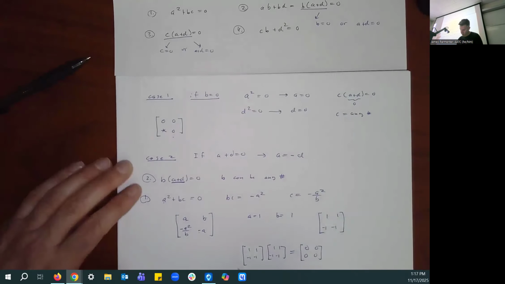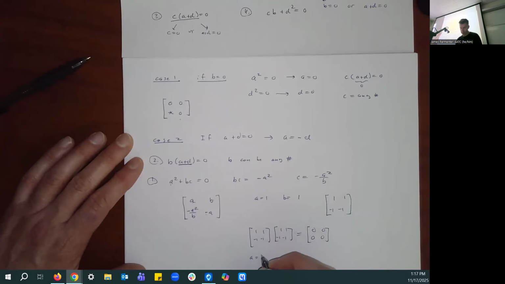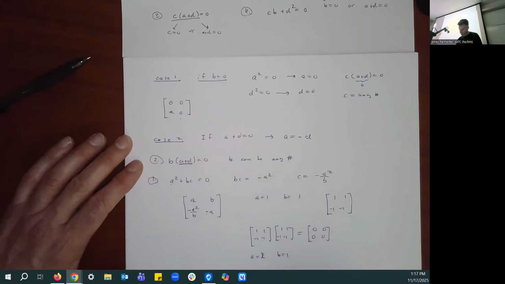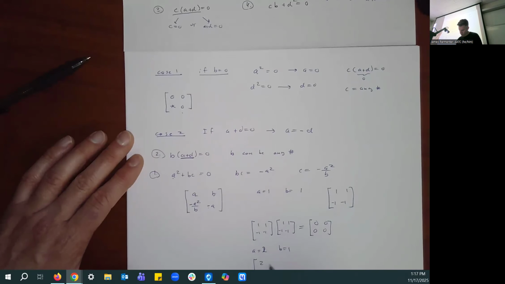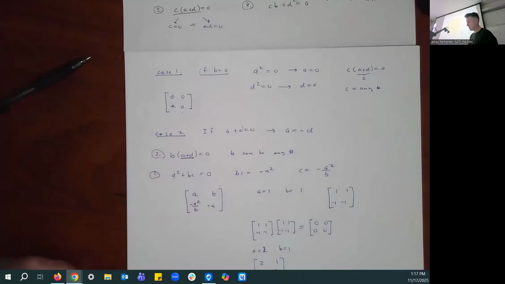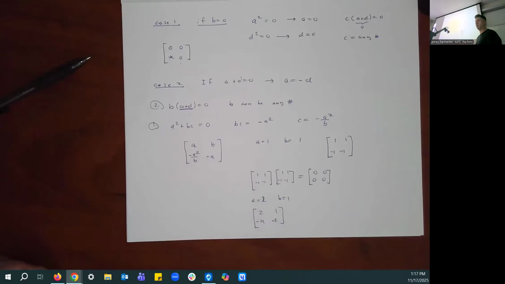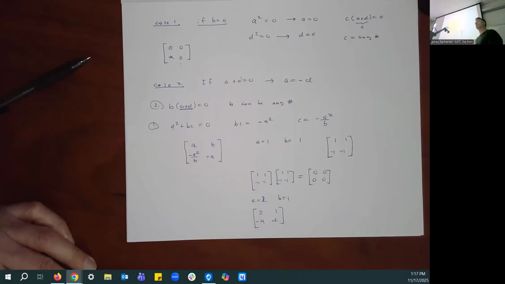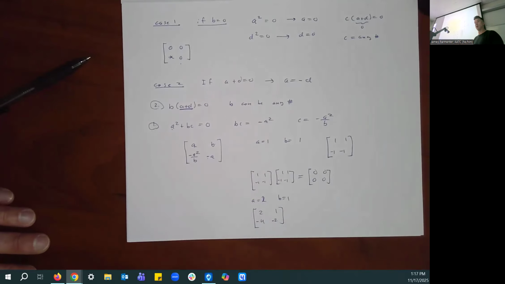And there are lots of other choices, right? You could let A equal 2 and B equal 1, and you would get something like 2, 1, negative 4, negative 2. Sorry, apologies. That matrix also, if you multiplied it by itself, gives you the 0 matrix. Really, all this is just to point out that matrix multiplication is a little bit different than regular number multiplication. You couldn't normally find a number that wasn't 0 that when you multiplied it by itself, you got 0. So matrices have some different multiplicative properties than real numbers.